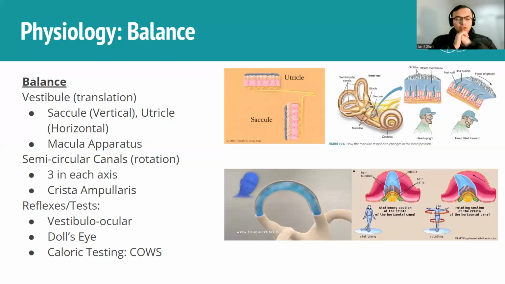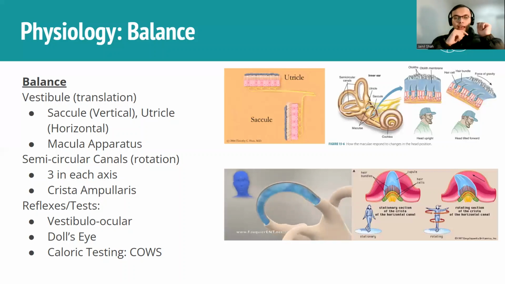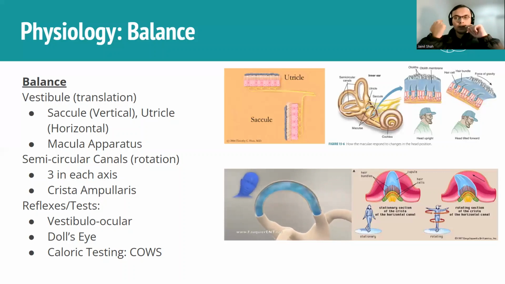And caloric testing is also another interesting idea of testing the brainstem function, and that the nuclei that govern these things are still intact. Essentially, if you pour cold water into one of the ears, it causes the fluids to move in a particular way that causes your brain to move your eyes in the opposite direction. Hence the mnemonic COWS, where cold makes your eyes go in the opposite direction and warm makes your eyes go towards that side.